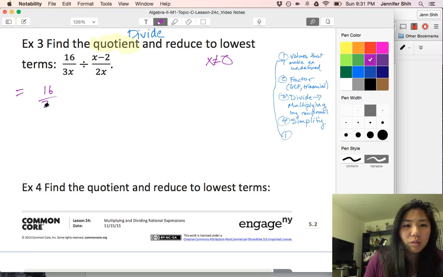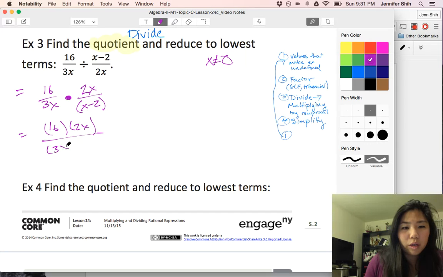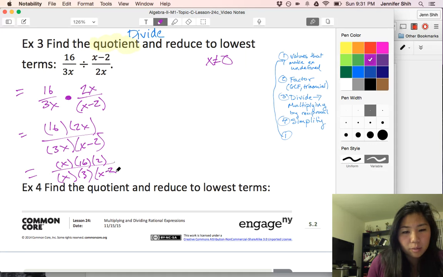So I have 16 over 3x. I'm going to change this to a multiplication if I promise to take the reciprocal of the divisor. Now I get to multiply across. So I have 16 times 2x over 3x times x minus 2. And I'm again going to line up my factors that I want to cancel. And this is just good practice that keeps my work organized.